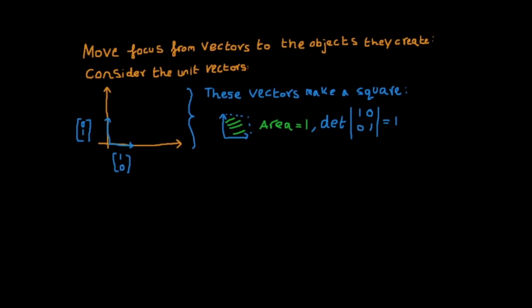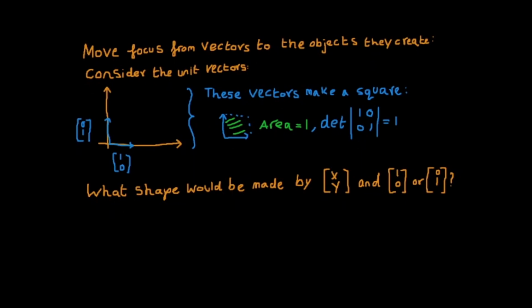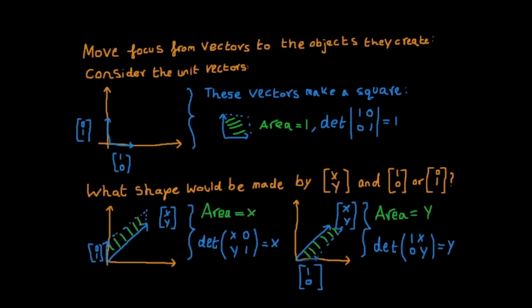So what shape are we going to get if the vectors were (x, y) and (1, 0), or (0, 1) and (x, y) instead? Well, if we replace (1, 0), or i hat, we'd make a parallelogram whose area would be x, since the base is 1 and the height is x, and the determinant also confirms it. Likewise, if we replaced the j hat vector with (x, y), then we'd make a parallelogram with area y by performing the same analysis.